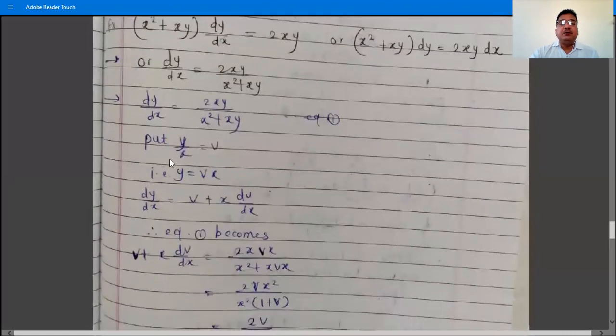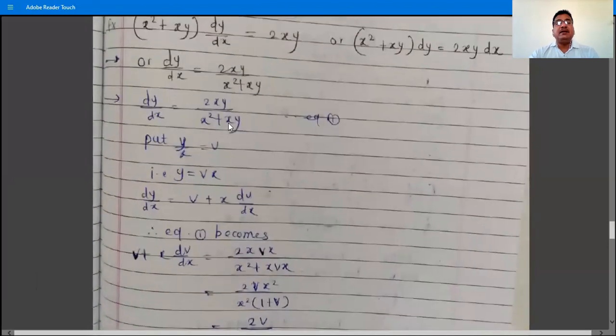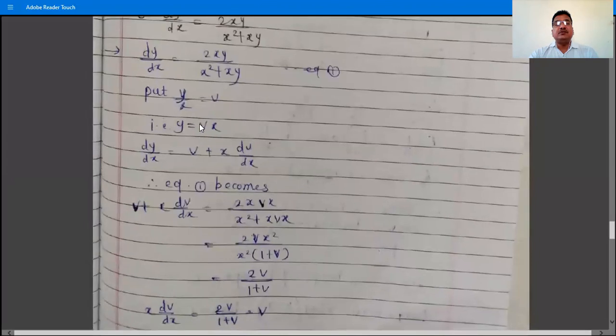And then put y by x is equal to v. Next step is: put y by x is equal to v, or y is equal to vx. By using this substitution we get a variable separable differential equation. So if you identify that the given differential equation is a homogeneous differential equation, then convert it in the form dy by dx is equal to m by n, and then substitute y is equal to vx.